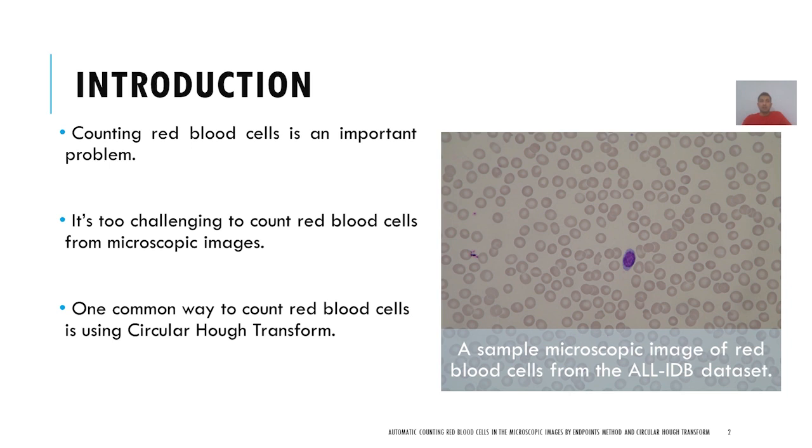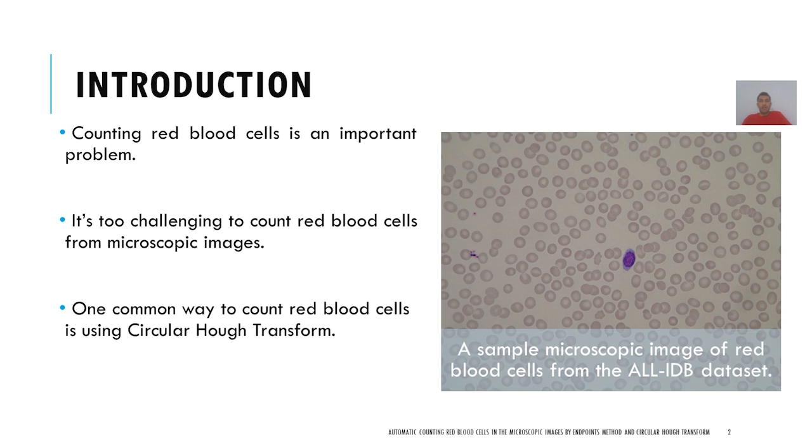Blood is composed of three main parts: red blood cells, white blood cells, and platelets. Changes in the number and shape of red blood cells may signify illness. Therefore, counting red blood cells is an important problem.